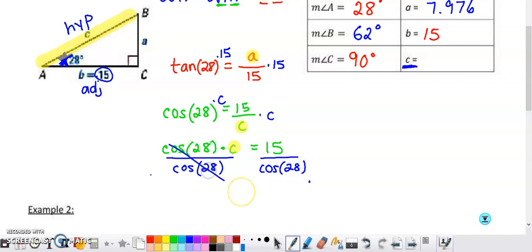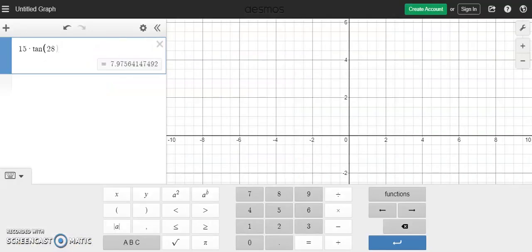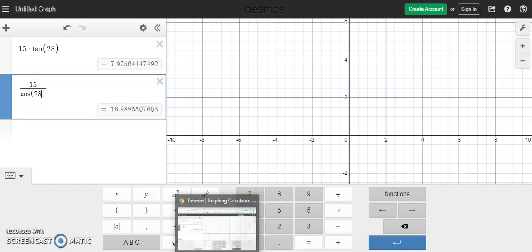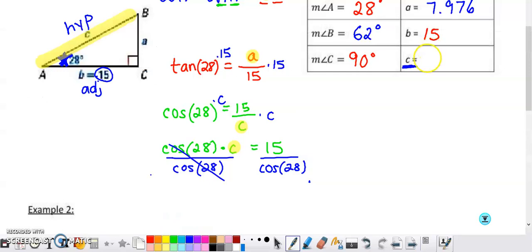So then what we're going to do is type into our calculators 15 divided by the cosine of 28. Enter 15 divided by cosine of 28. Now let's do 3 decimal places again, 16.989.